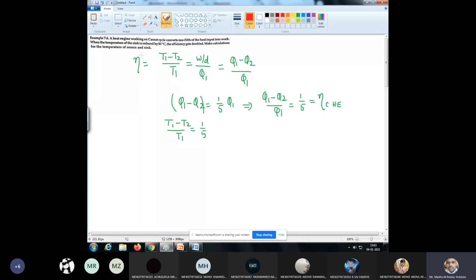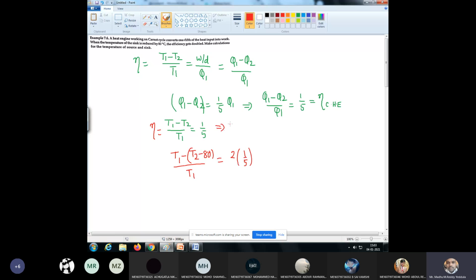Now the second case, what did he do? When the temperature of the sink is reduced by 80 degrees. Which is the temperature of the sink, T1 or T2? T2, right? Now when the temperature is reduced, T2 becomes T2 minus 80. When the temperature is reduced by 80, what happened to efficiency? The efficiency got doubled, 2 into 1 by 5. Now he is asking to calculate the T1 and T2 values.